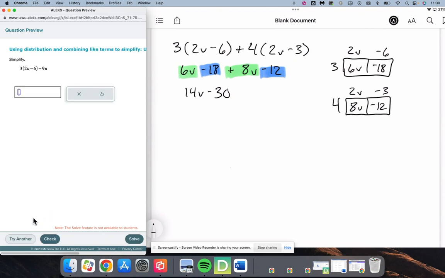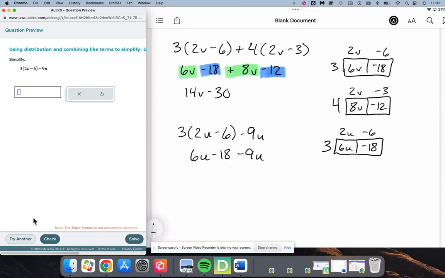Okay, we'll do one more. So 3 times 2u minus 6 minus 9u. We have a 3 times the 2u and a negative 6. So that gives us 6u, and that gives us negative 18. So 6u minus 18 minus 9u.